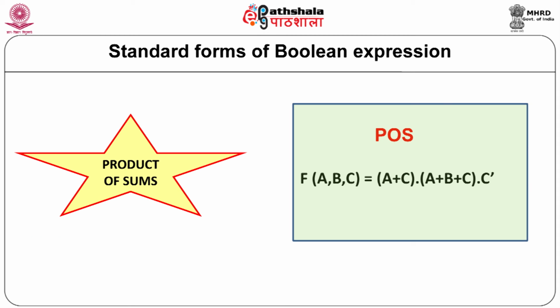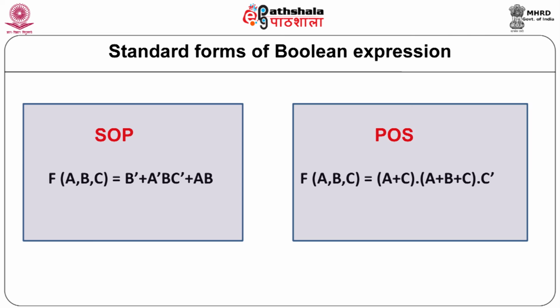Another standard form of Boolean expression is product of sums. It contains a 2 level implementation of Boolean expression. The first level is the ORing to provide sum term, and then at the second level ANDing results in product term. Both SOP and POS are two standard forms of Boolean expressions. Both include the sum and product terms for the two level implementations of Boolean expression.